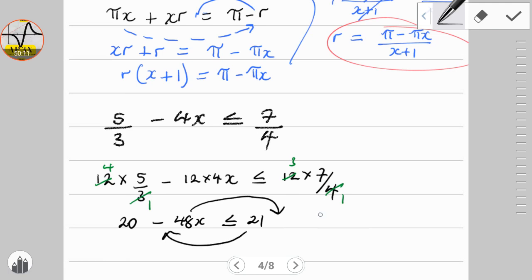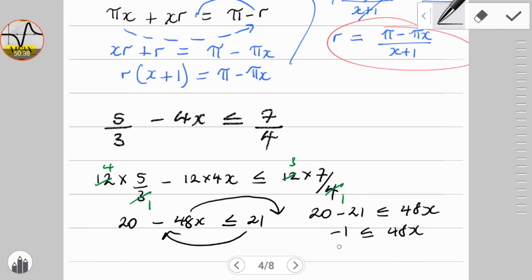You might say then, sir, it's not the same thing as doing it on the other side. It is, but I'm already not having to think about reversing my sign, because I'm going to end up with 20 take away 21 is already greater than or equal to 48x. So already I know that my sign needs no reversal, because 20 take away 21 is negative 1, is less than or equal to 48x.